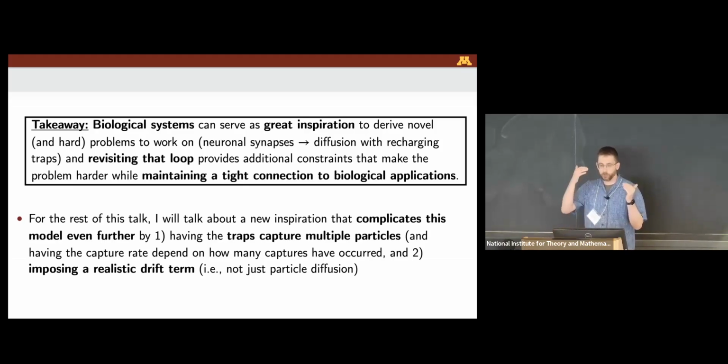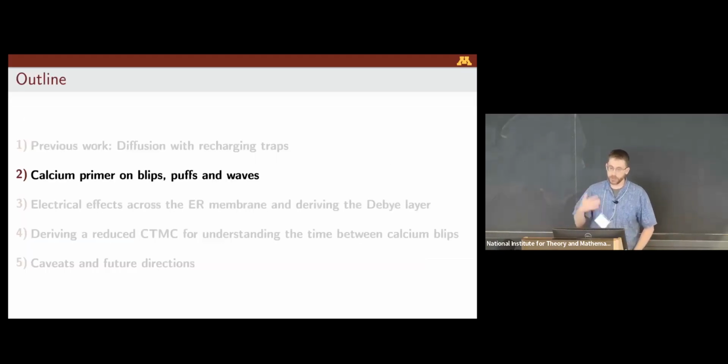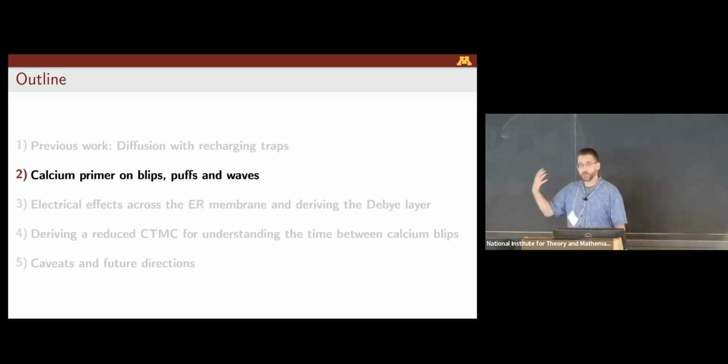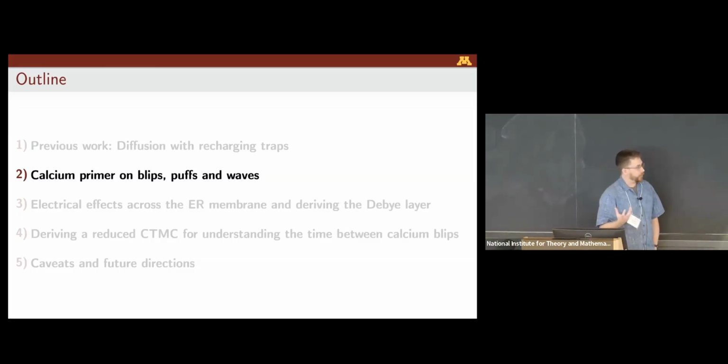But here I want to look to biology to actually consider a realistic drift term to see how that might affect some of the statistics. So with that, let's jump into this new process. So I'm going to take some time to talk about the biology. So there's going to be a couple slides here focusing on the biology, right? I want to be inspired by the biology to create this update to this diffusion with recharging traps.